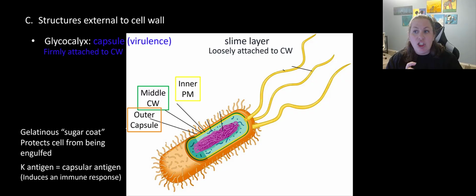Sometimes there's also going to be a K antigen. This is a marker on there. This marker is going to be a capsular antigen, and it's going to induce an immune response from your immune system, because your immune system is going to notice that it does not belong, and it's going to then try to attack it.